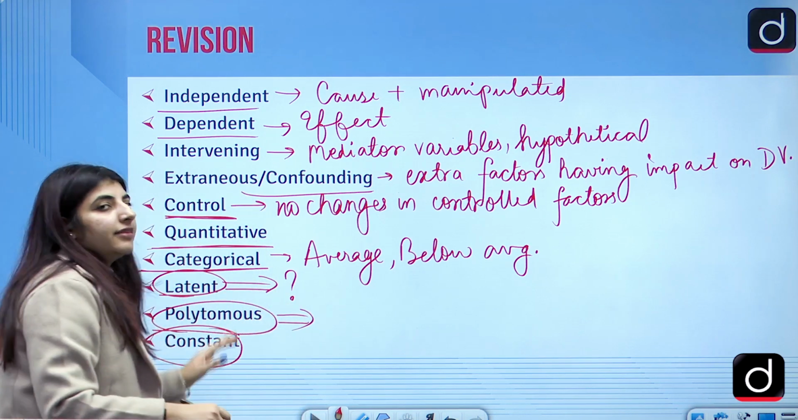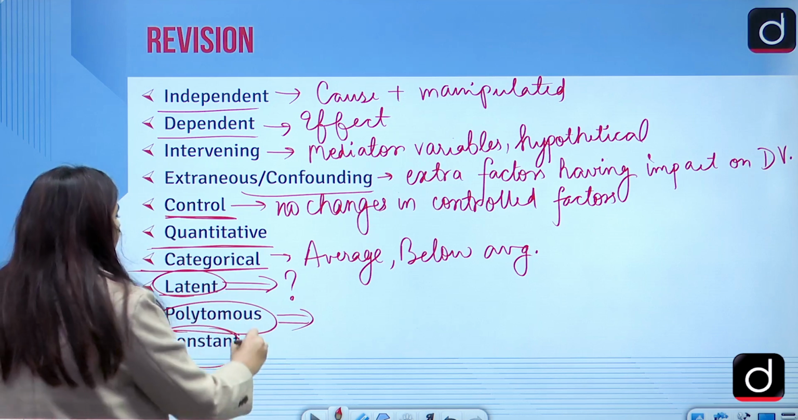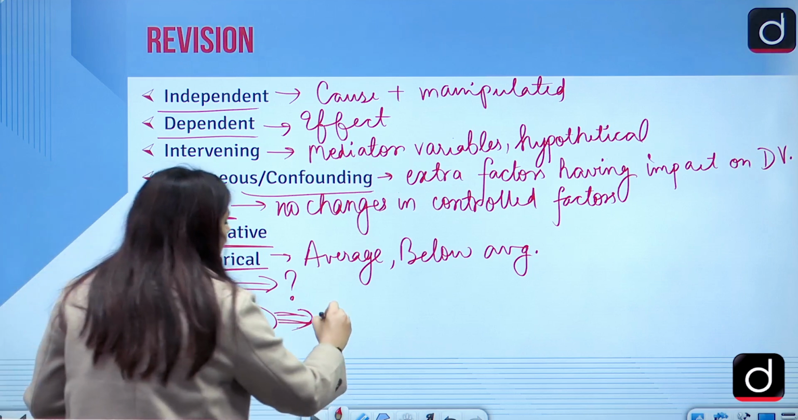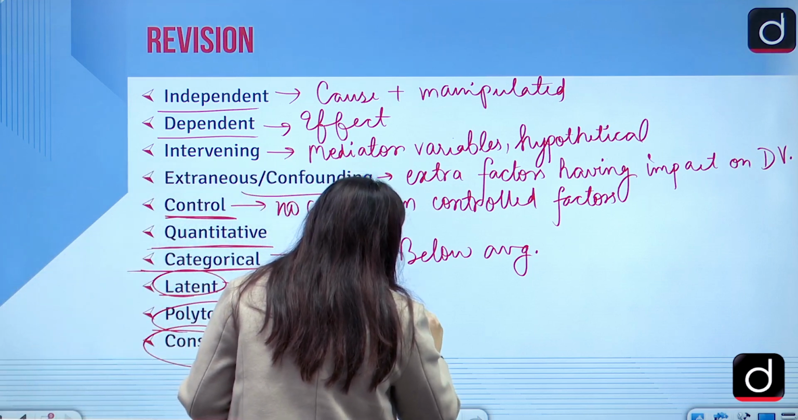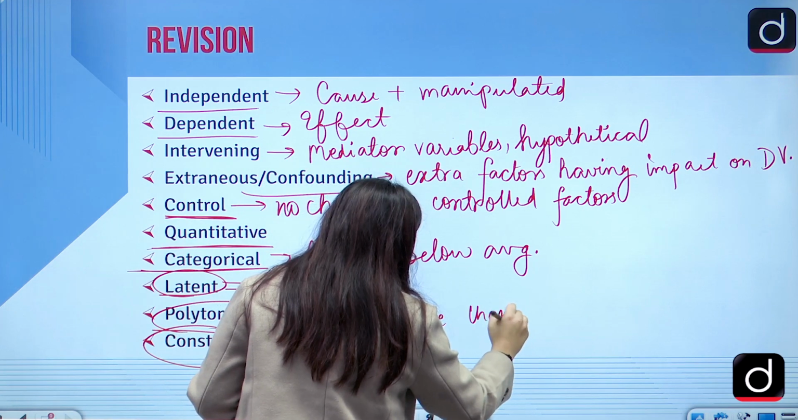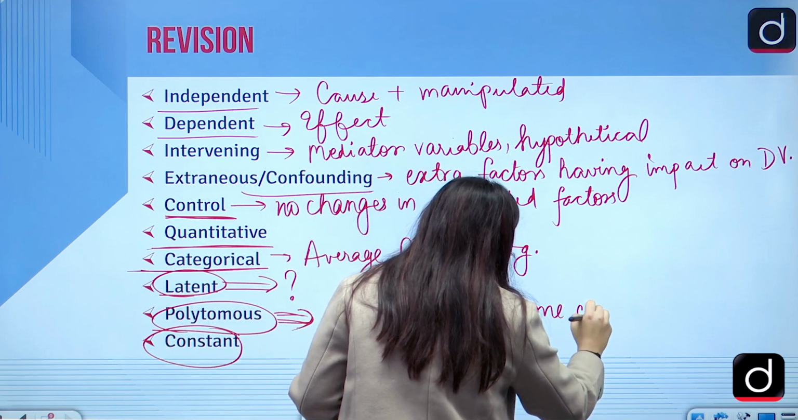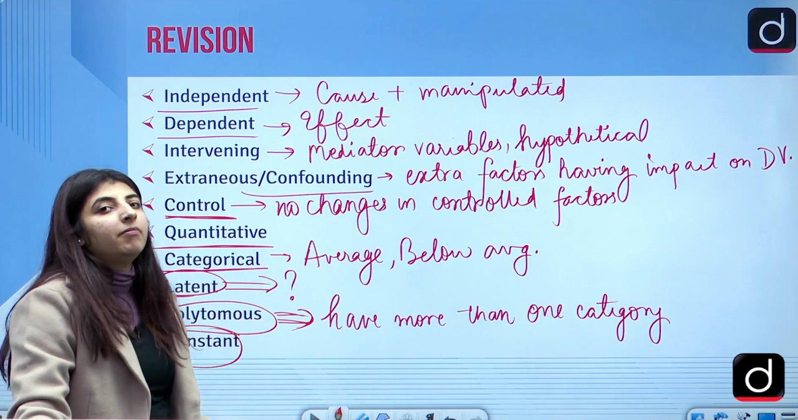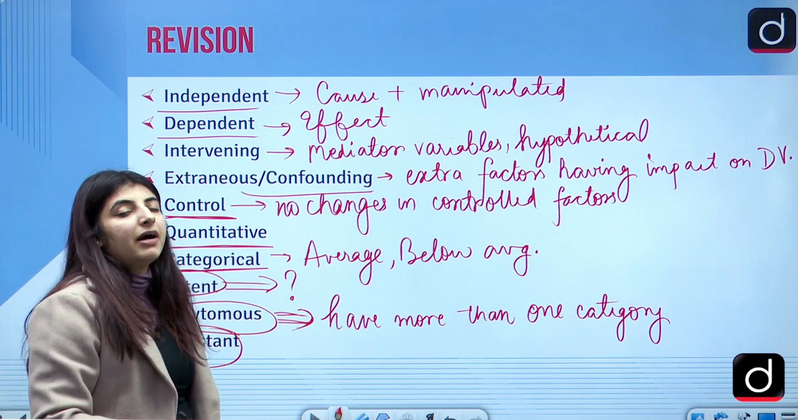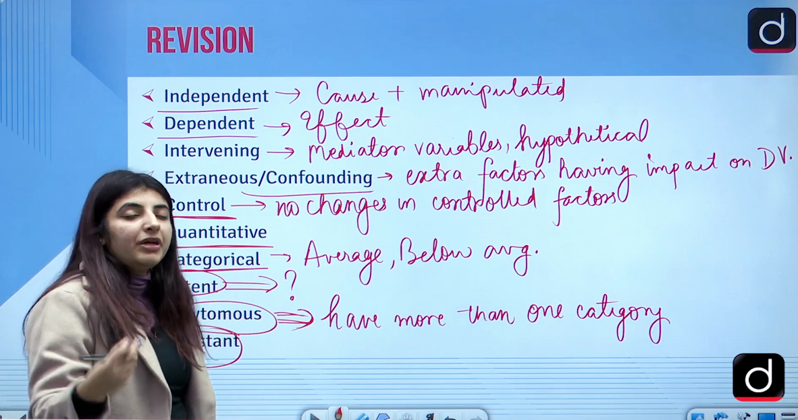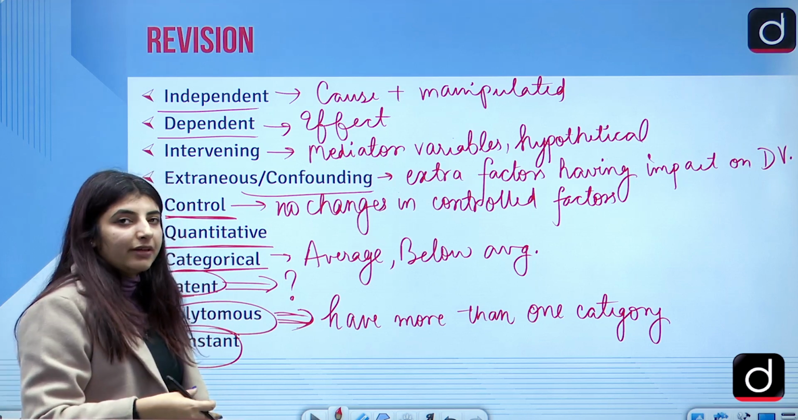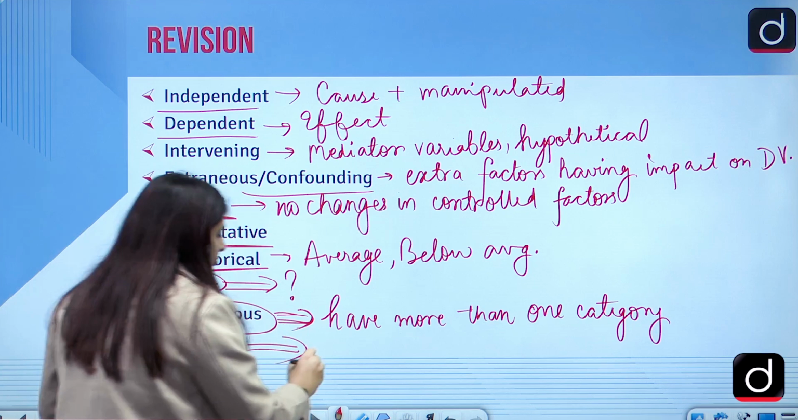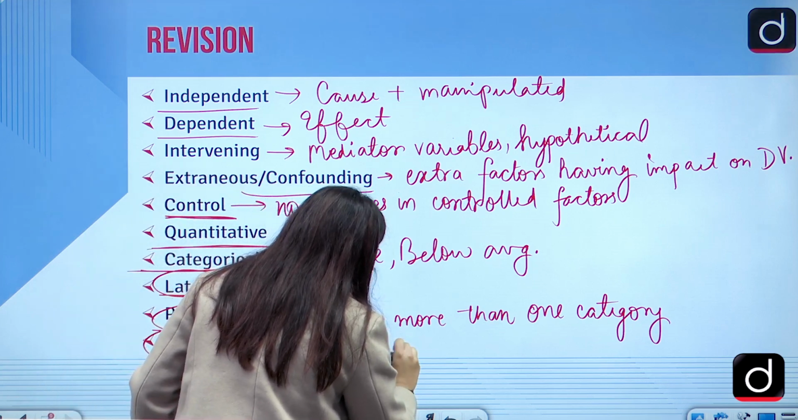Polytomous variable. Another thing I want to explain for you all is the polytomous variables. For the latent part, you will let me know in the comment section below. Polytomous variables are the ones which have more than one category. Right? So if we talk about students in their bachelor's, master's, etc., or even primary or pre-primary school education, these have certain classes, right? So more than one category. Constant variables are the ones which are not changed.